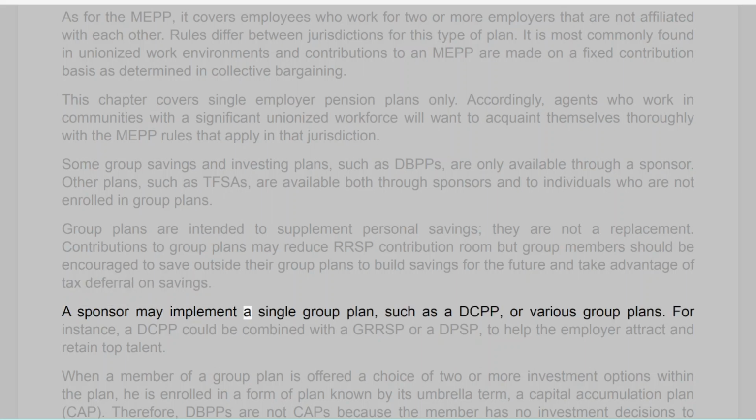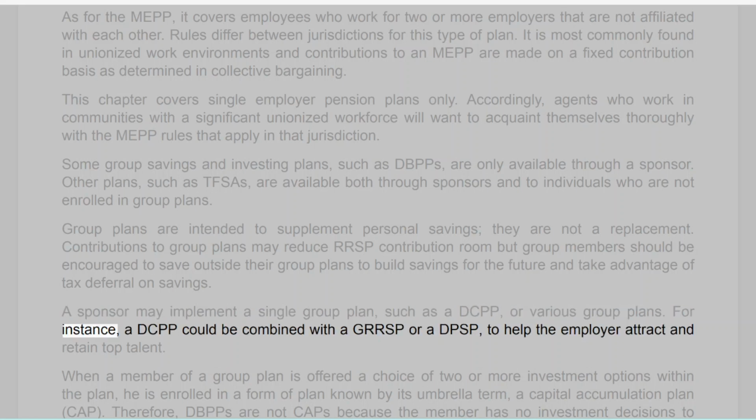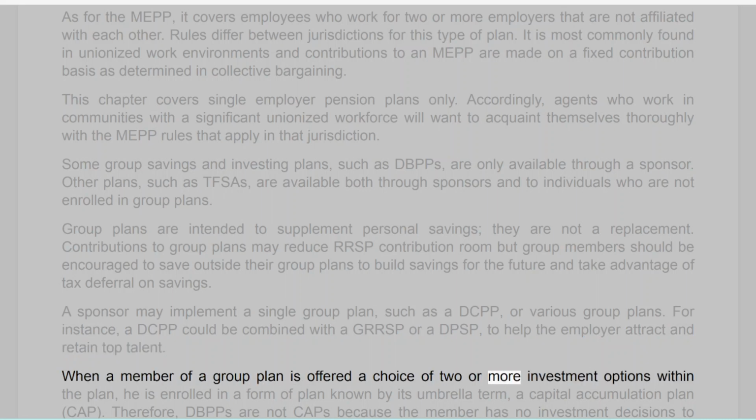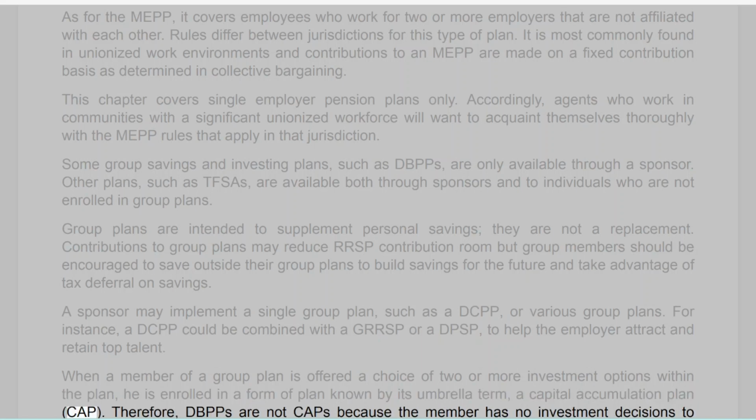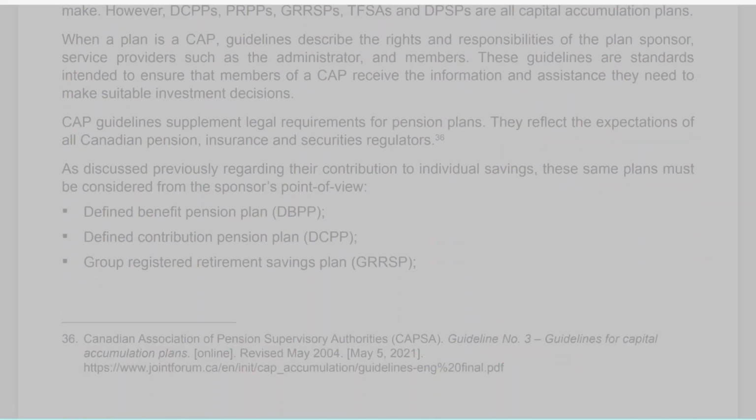A sponsor may implement a single group plan, such as a DCPP, or various group plans. For instance, a DCPP could be combined with a GRRSP or a DPSP to help the employer attract and retain top talent. When a member of a group plan is offered a choice of two or more investment options within the plan, he is enrolled in a form of plan known by its umbrella term, a capital accumulation plan, CAP. Therefore, DBPPs are not CAPs because the member has no investment decisions to make. However, DCPPs, PRPPs, GRRSPs, TFSAs and DPSPs are all capital accumulation plans.